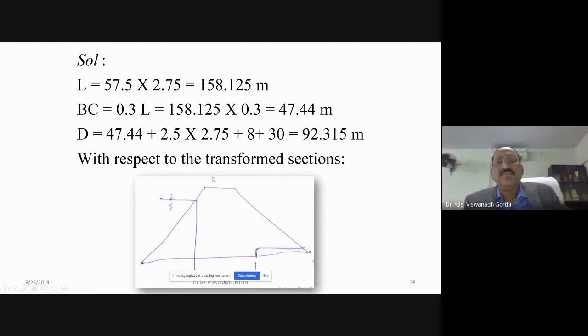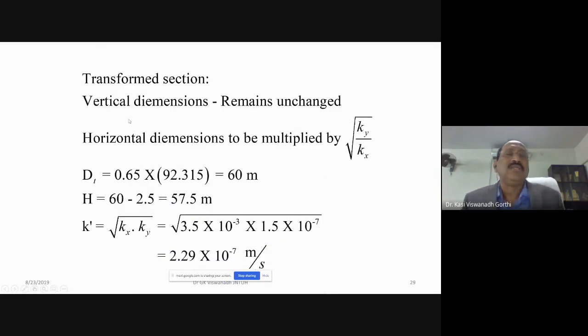With respect to the transformed section, why are we taking a transformed section? Because Kx is different from Ky, so you need to take an equivalent value of K. When you are making a transformed embankment section, in the height there will be no change. Only the width, the value of d, will change. So for the transformed section, the vertical dimension remains unchanged, but the horizontal dimension needs to be multiplied with the square root of Ky by Kx. We know the value of Ky, we know the value of Kx, and hence the d value for the transformed section, dt, will be equal to 0.65 multiplied by 92.315.